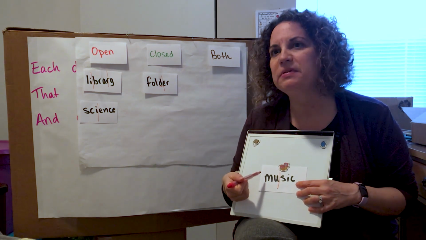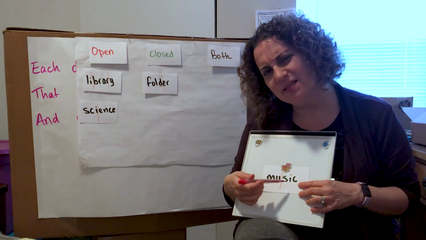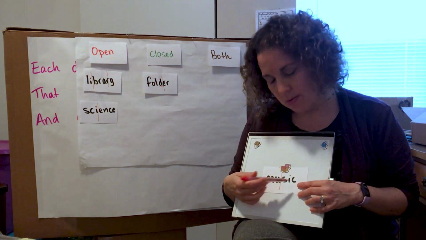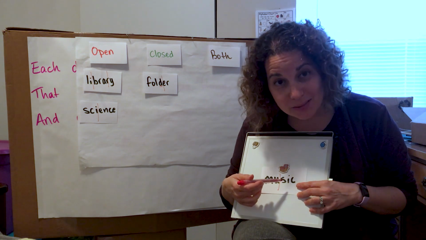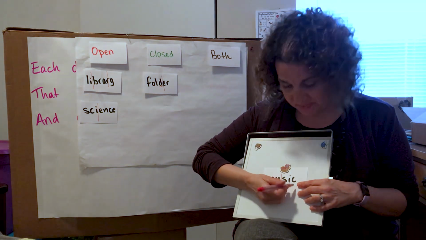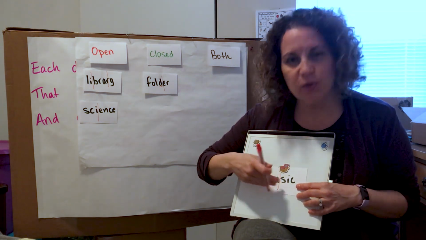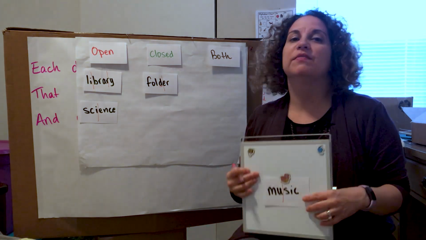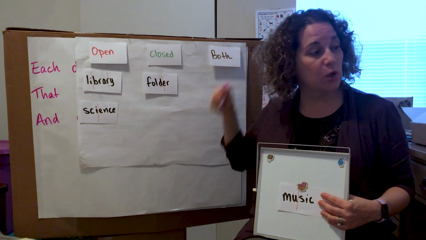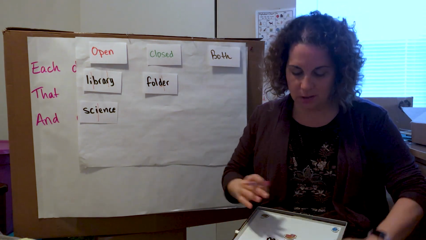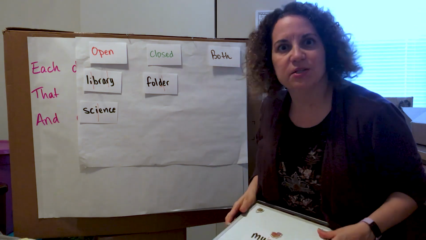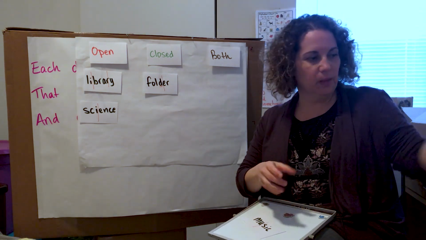You're right, that's an open syllable. What's happening in the second part of the word? Yeah, that's a closed syllable, isn't it? We have a short I and it ends in a consonant. So this is an example of a word that's built with both an open syllable and a closed syllable. So let's add it to our both column.